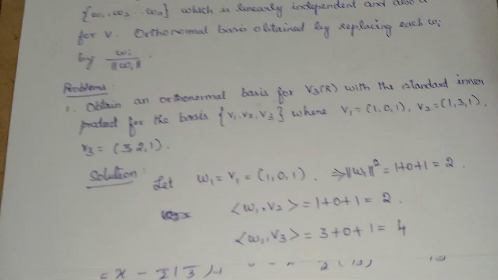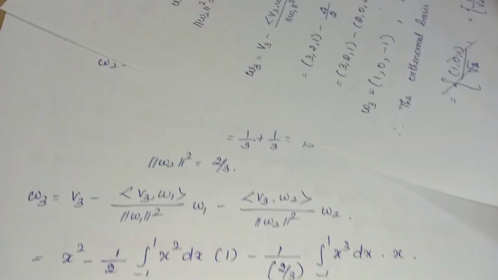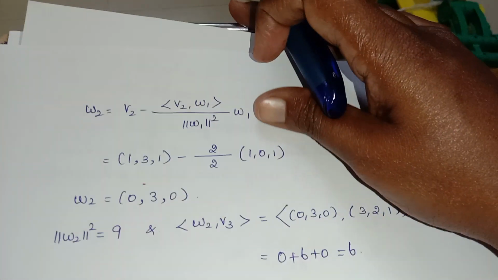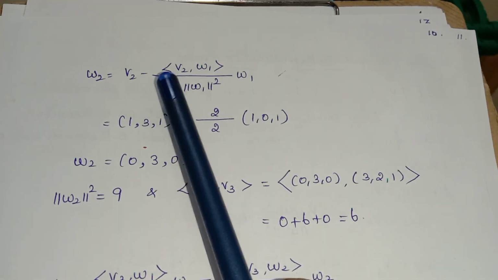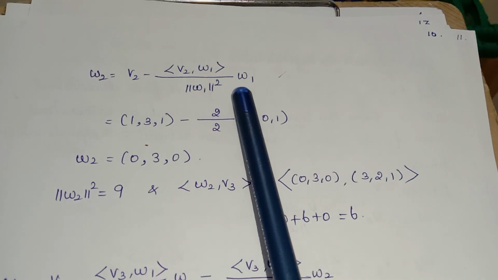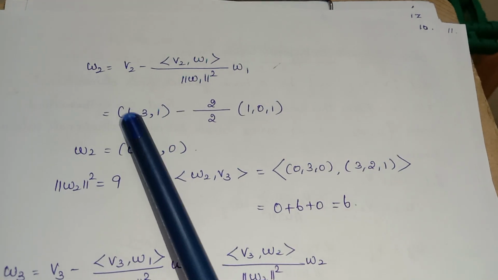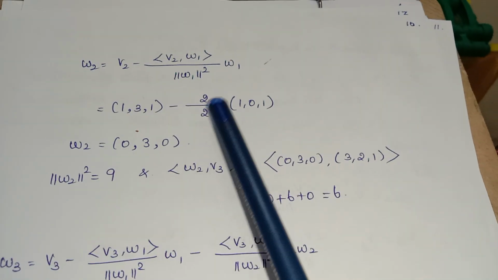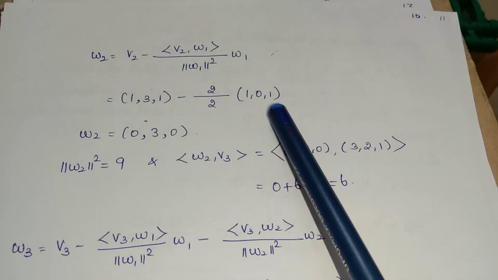Okay, right? Next let's find what is w2. What's the formula for w2? w2 equal to v2 minus inner product v2, w1 by norm w1 square into w1. So v2 is (1, 3, 1), minus all these values I have already found out there. So 2 by 2 into (1, 0, 1).